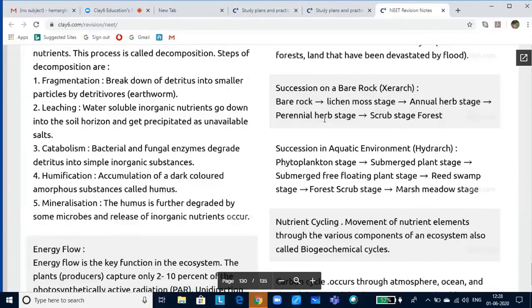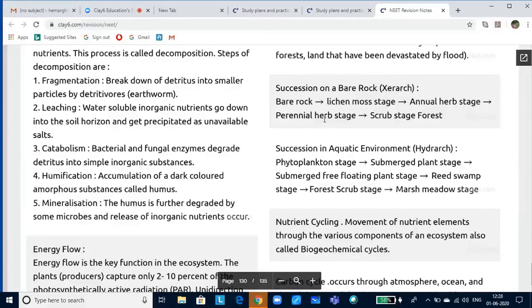Second step is leaching, the process by which nutrient chemicals or contaminants are dissolved and carried away by water and are moved into the lower layer of the soil. Catabolism: the extracellular enzymes released by bacteria and fungi carry out catabolism, that is enzymatic conversion of the decomposing detritus to simpler compounds and inorganic substances. It is important to know that all the three decomposition processes operate simultaneously on the detritus.